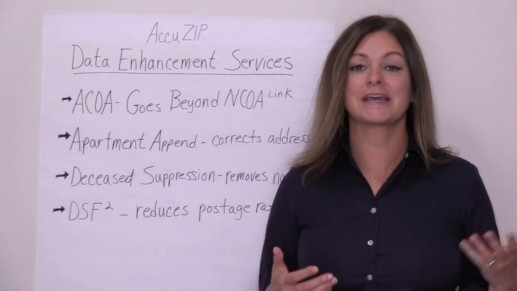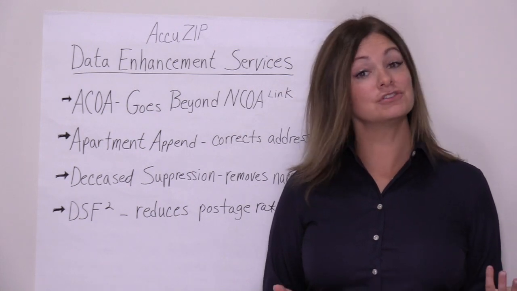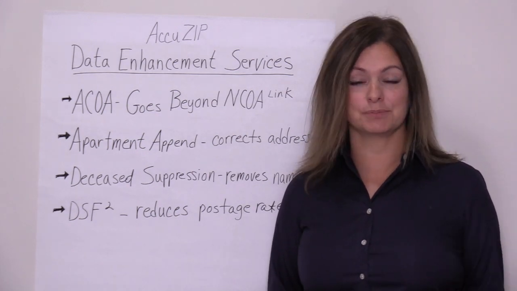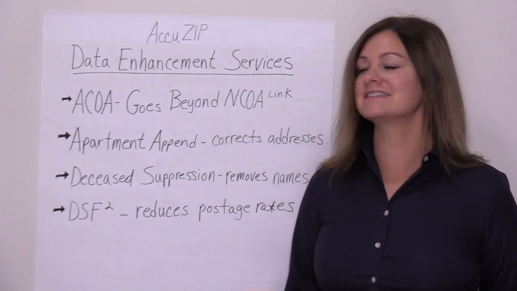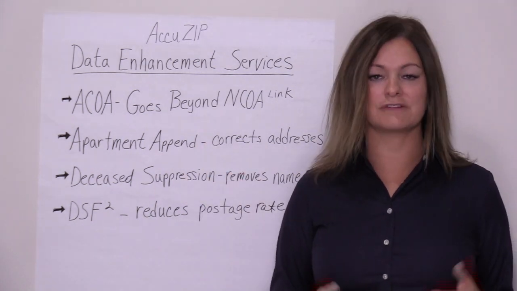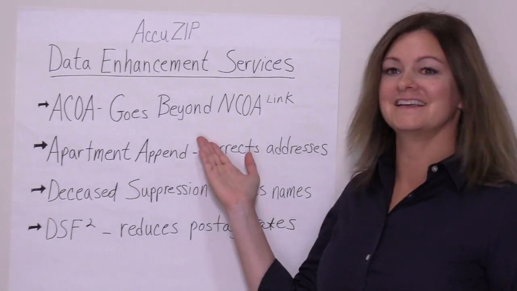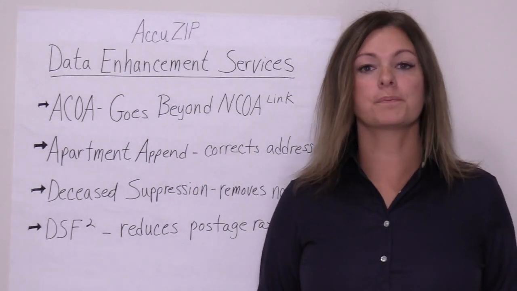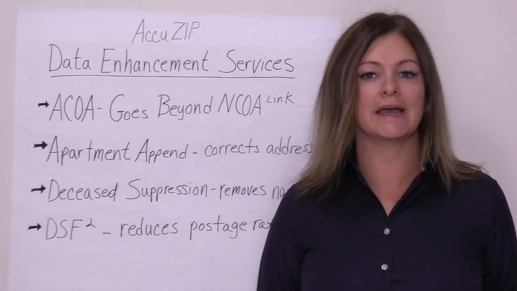Running your mailing list through CAS and NCOA Link is a huge step in the right direction. But did you know that you can actually drill down even deeper to refine your list and save more money? AccuZIP makes it easy with their Data Enhancement Services. You get 4 powerful services for one low fee. First up is ACOA. Over 4% of all mail is considered undeliverable as addressed, or UAA.